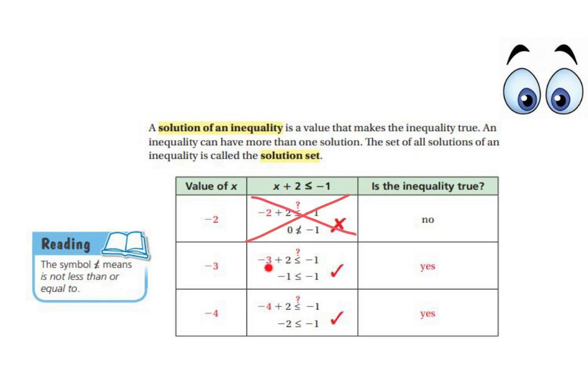Negative 3 plus 2 is negative 1. Negative 1 is less than or equal to negative 1. It's equal. So we would say yes, negative 3 is a solution, and negative 4 as well would be a solution, because negative 4 plus 2 is negative 2. Negative 2 is less than negative 1.